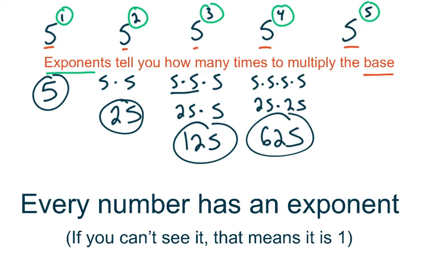I do the same thing for 5 to the fifth power. I can write out an expanded form, 5 times 5 times 5 times 5. Always double check and count. This is 5 to the fifth power, or with an exponent of 5. 5 times 5 times 5 times 5 times 5.